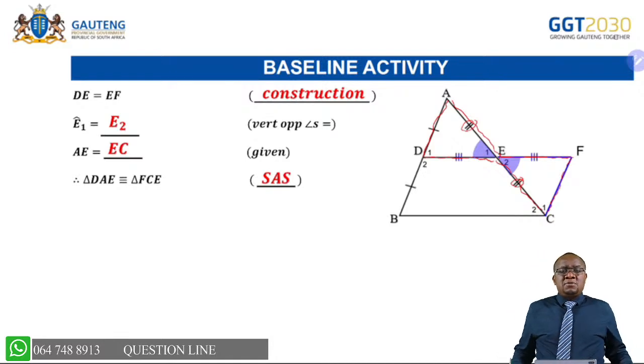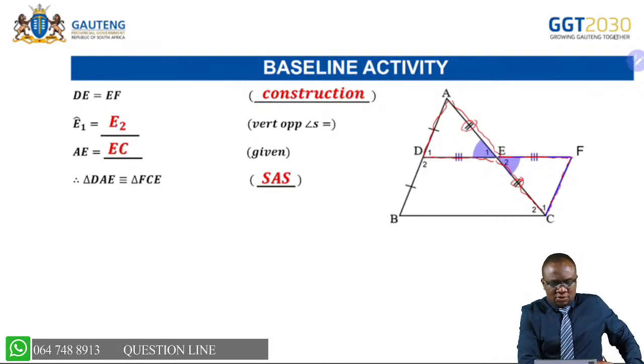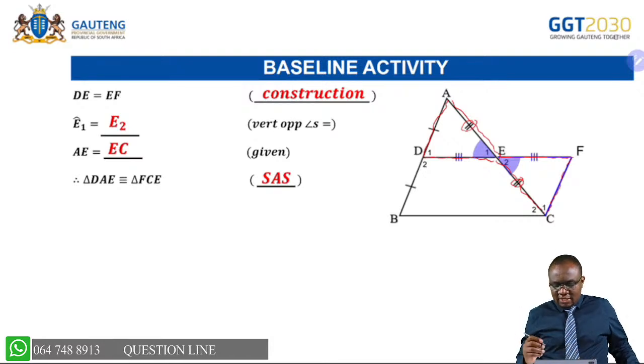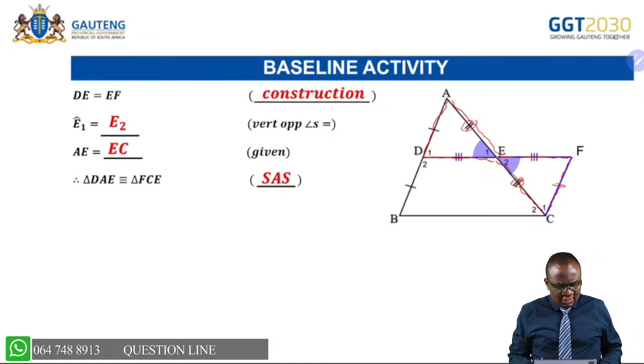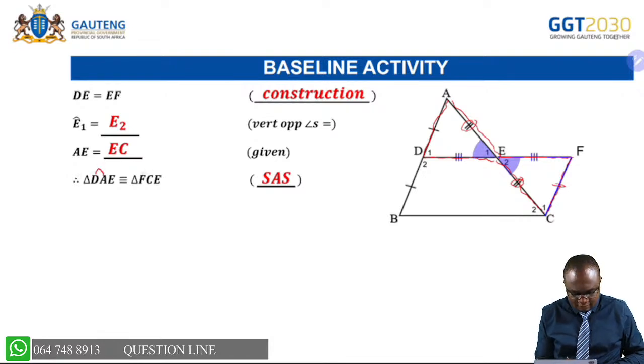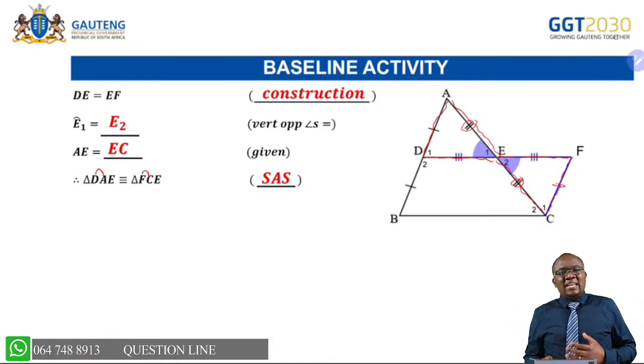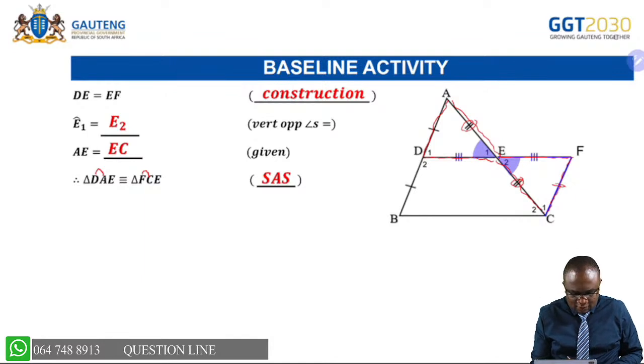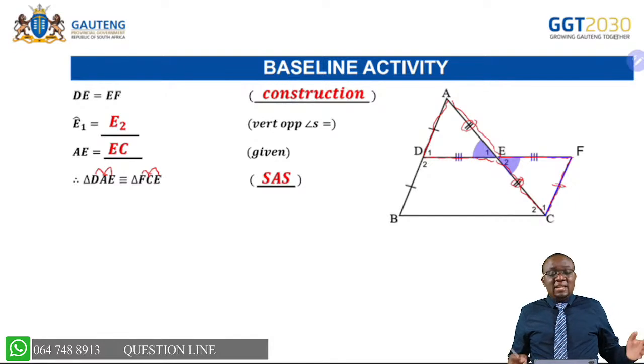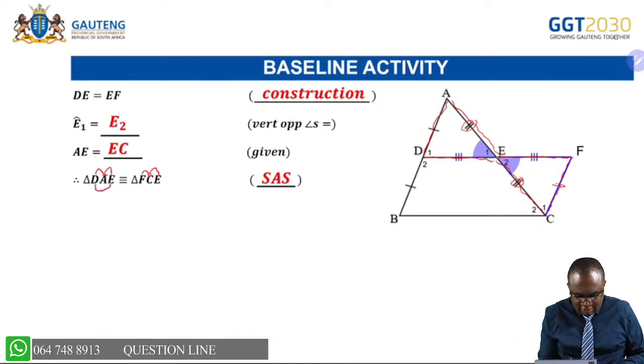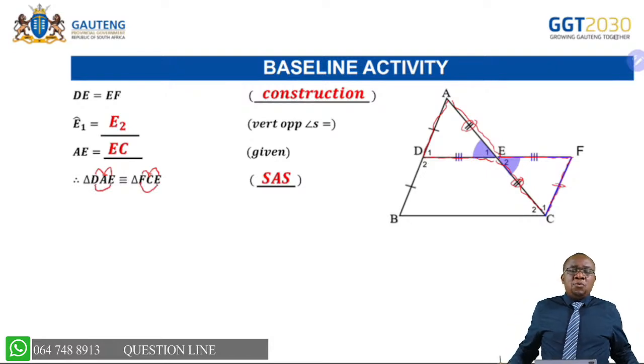Now, remember congruency of side, angle, side, angle, side, and side, side, side. Before we move on, which side is equal to AD? For the other triangle, which side is equal to AD? AE is equal to EC, DE is equal to EF, and then AD is equal to FC because of congruency. You see that AD and CF, these sides are equal. AE and CE are equal, and DE and FE are equal. So now we can see that from congruency.